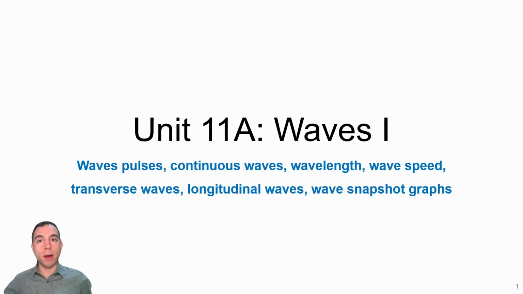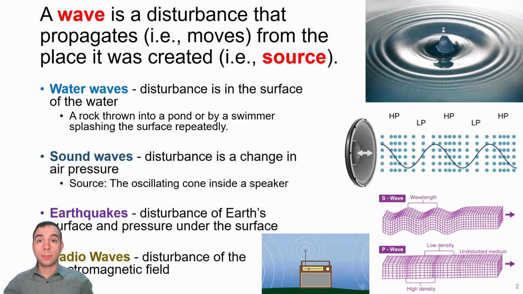Unit 11A will be our introduction to waves. A wave is a disturbance in a medium that travels outward from a source point. Some examples of waves could be the surface of water that is disturbed in a water wave, or the Earth's crust that experiences a disturbance in an earthquake wave, or a sound wave which experiences a disturbance in the air pressure through which the sound is traveling.